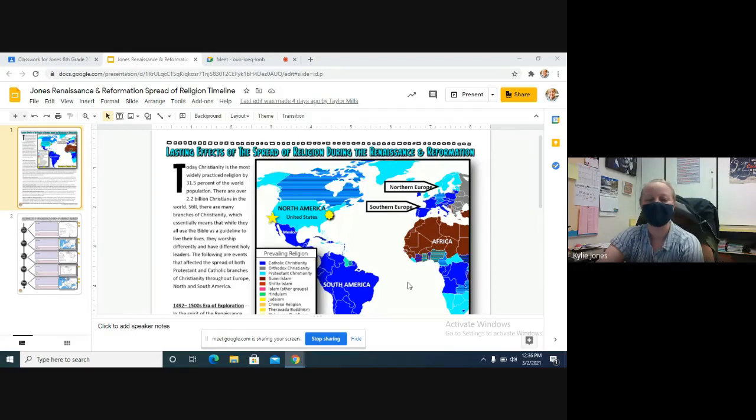All right, so let's focus up, and we're gonna read through this, and then we have some questions to answer. So this says, lasting effects of the spread of religion during the Renaissance and the Reformation. So the Renaissance and the Reformation are a time period in history.